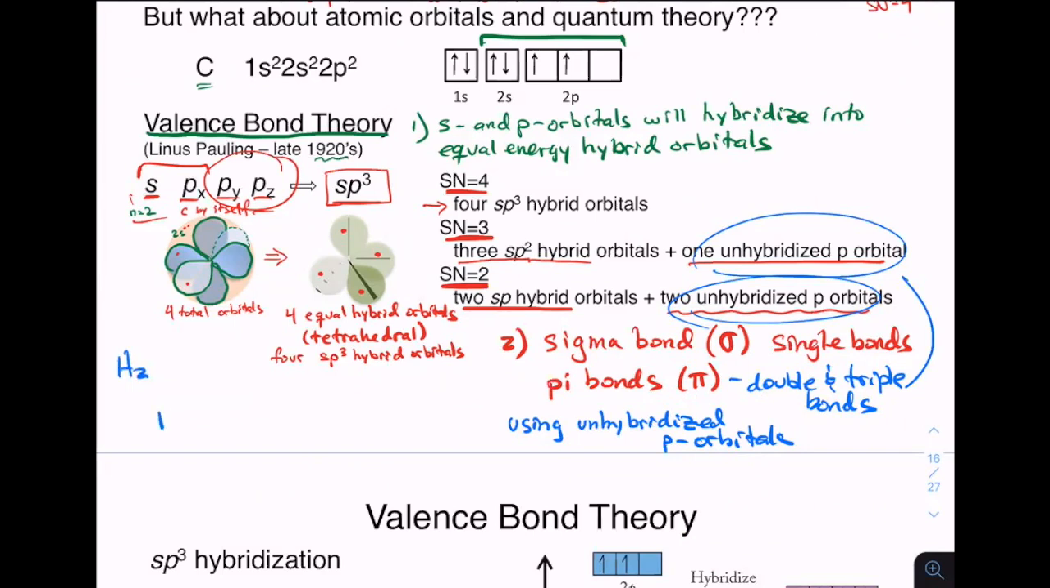Each hydrogen has 1 electron, and that electron is in an s orbital, right? So there's 1 s orbital and there's the other s orbital. And if we bring those 2 together to form a shared bond, like this, I might show that the overlap of each one is kind of like this.